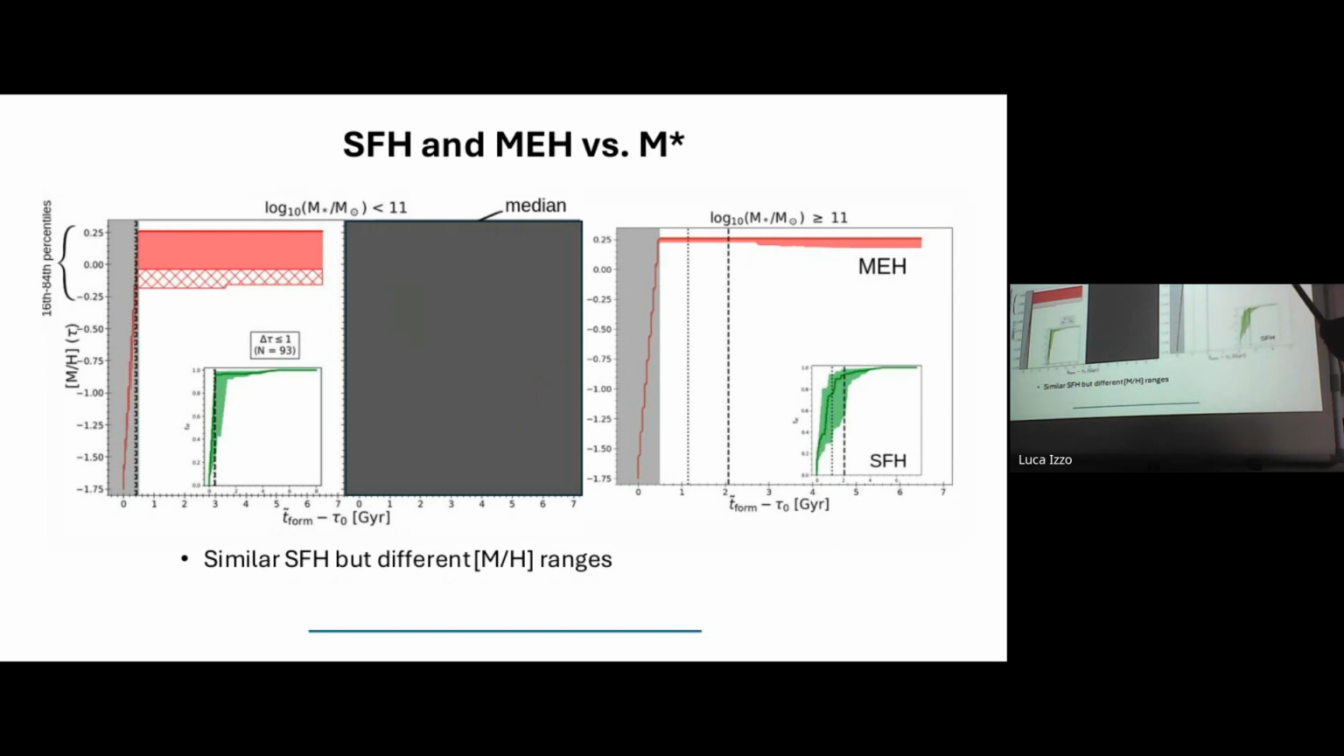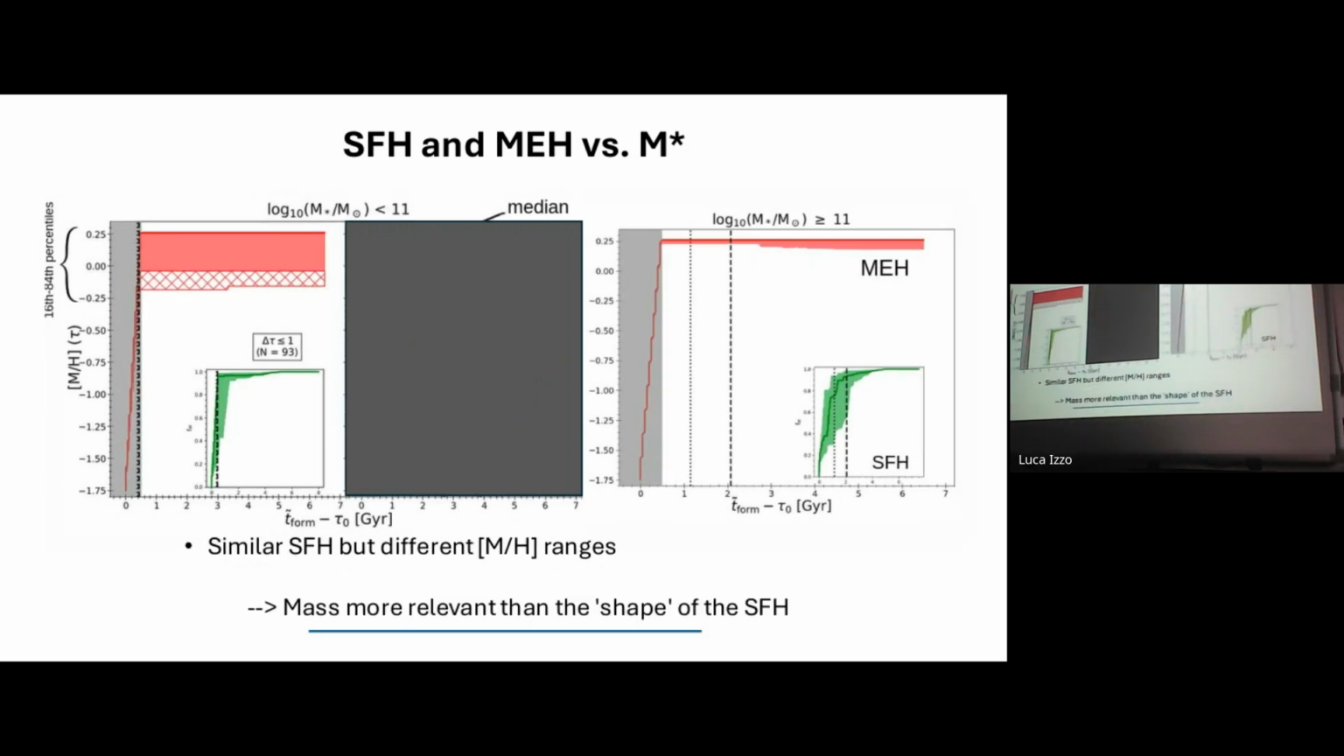And then we split the sample, comparing galaxies with similar star formation histories. And you can see that here we span about one order of magnitude in mass. Considering that these galaxies have the same star formation histories, you can see that while at high masses, we always end up with high metallicities, at low masses, we have a large variety of metallicities. And so in this sense, the mass of a galaxy is much more important than the shape of the star formation history to the final metallicity.